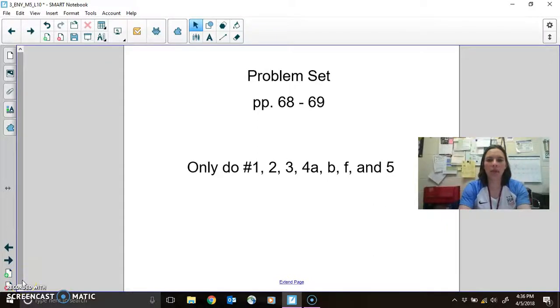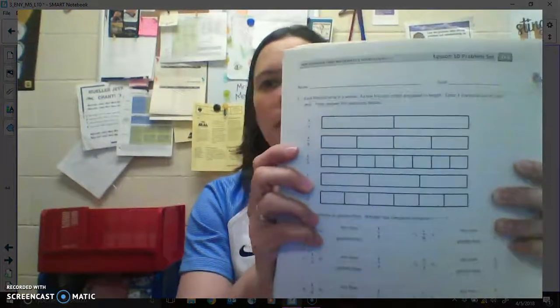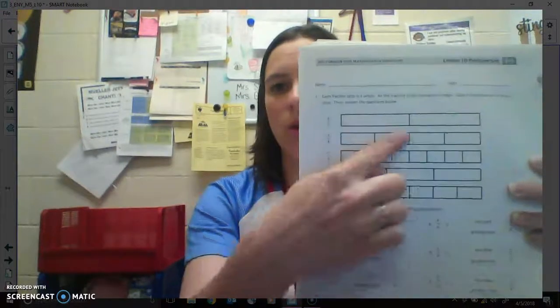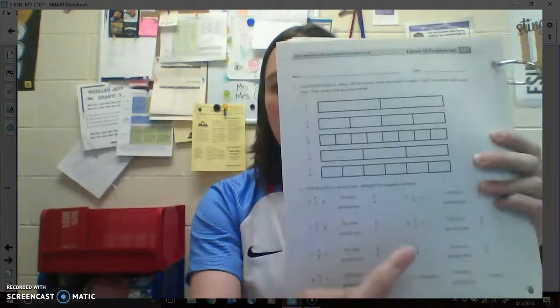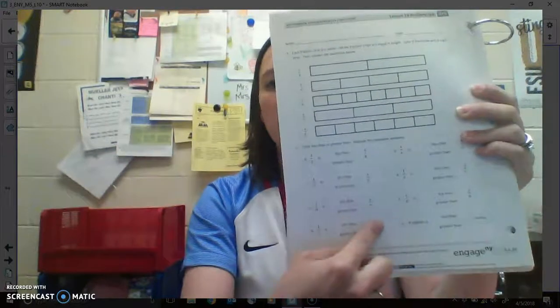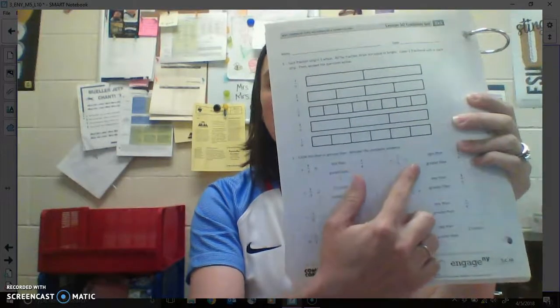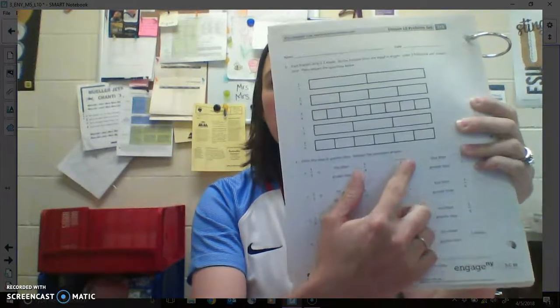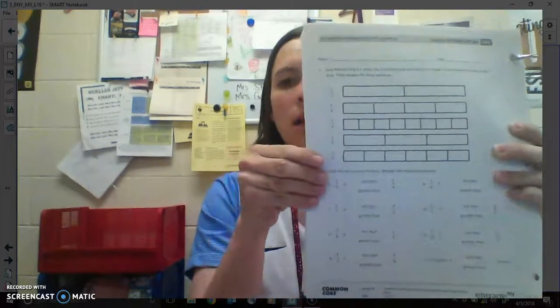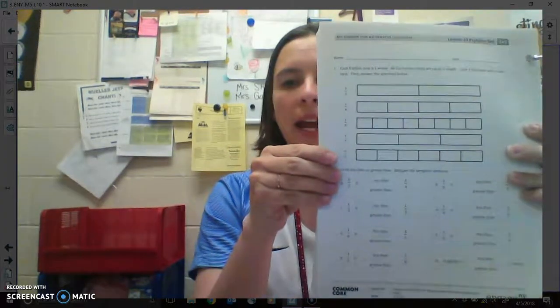Okay, so you should have your problem sets out. They should be open to pages 68 and 69 now. I'm going to make my screen big again so I can show you what that looks like. Right here we've got page 68, along with all of these fraction pieces up here. And then down here is where we're comparing, and it's got things like greater than and less than right over there. Okay? So that's what your page 68 looks like.